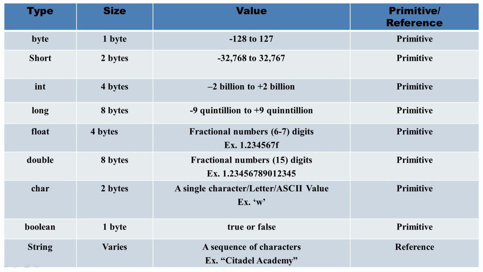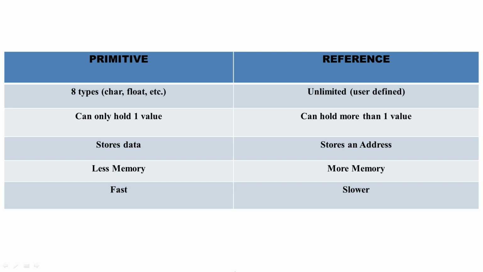Now let's see the difference between primitive data types and reference data types. The first difference between the primitive data type and the reference data type is that the primitive data types are 8, and examples of them are the char, the character data type, the float data type, and the integer data type, and so on and so forth. While the reference data types are unlimited, they are defined by the user.